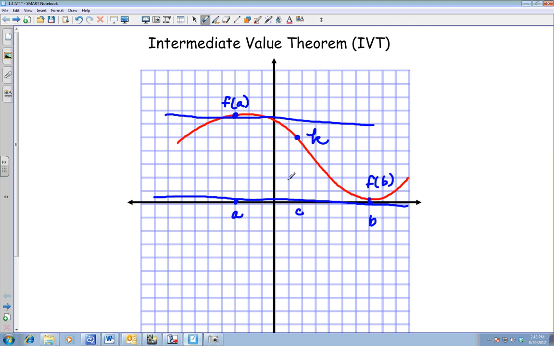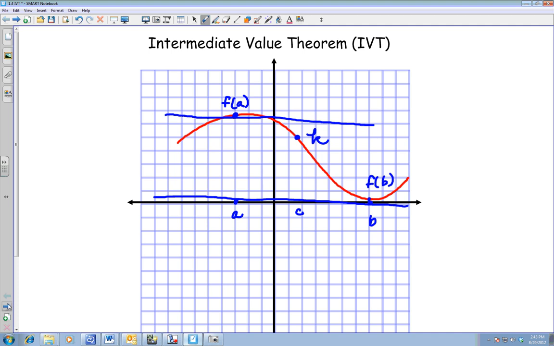Another good example would be when you're 12 years old and you're 5'5", and then when you're 16 years old and you're 6 foot, somewhere between there, between the ages of 12 and 16, and between 5'5" and 6 foot, there has to be somewhere 5'7", 5'8", 5'9", something like that. That is the intermediate value theorem.